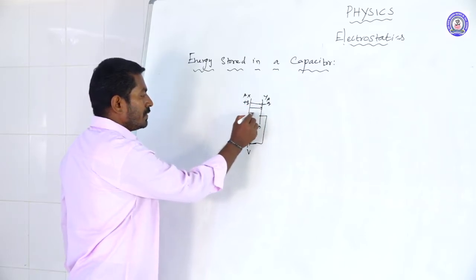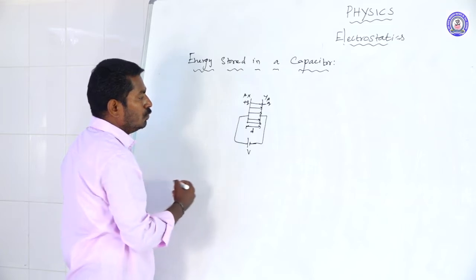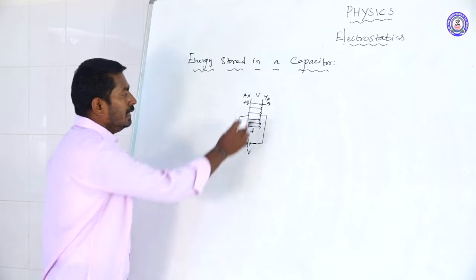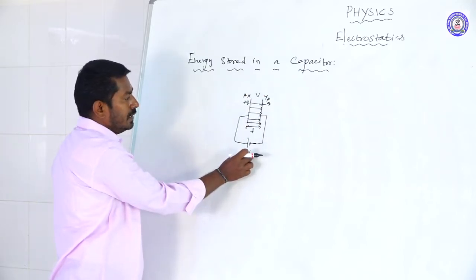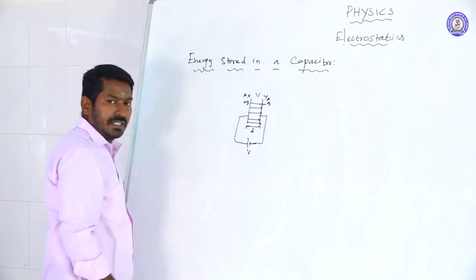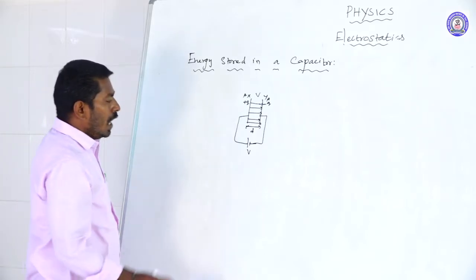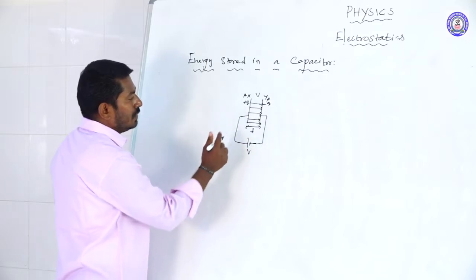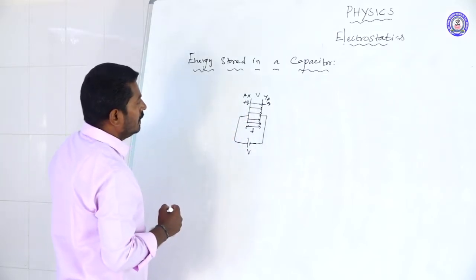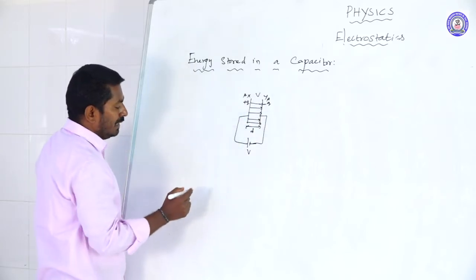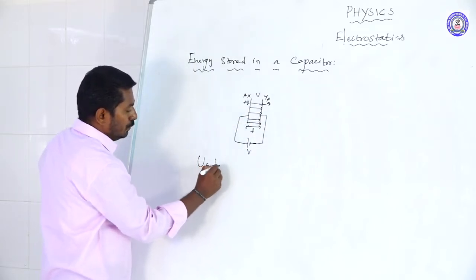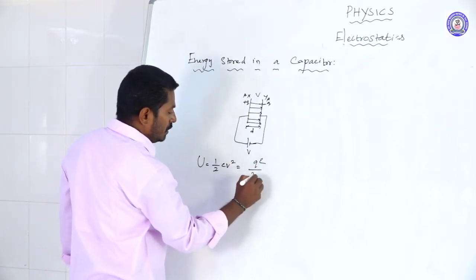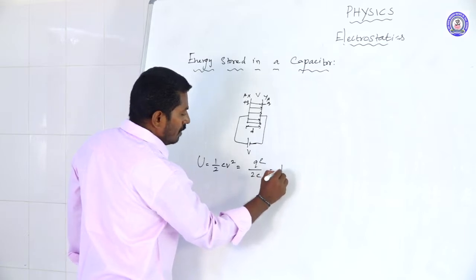A uniform electric field is established in between the two plates. Then the potential difference developed between the two plates of the parallel plate capacitor is V, which is equal to the battery potential difference. Then the parallel plate capacitor is completely charged. The amount of work done by the battery to store the electric charge Q on the capacitor is stored in the form of electrostatic potential energy. U is equal to half CV square, which is equal to Q square divided by 2C, which is equal to half QV.